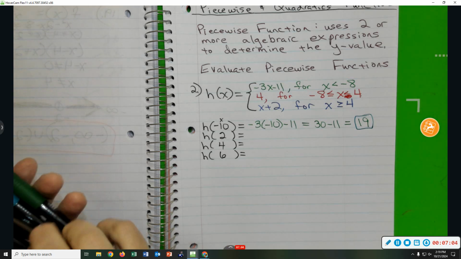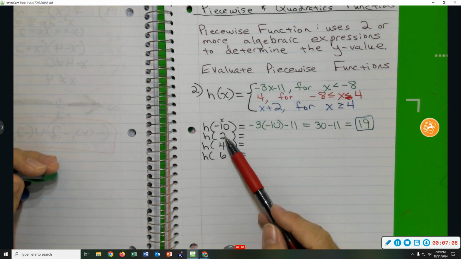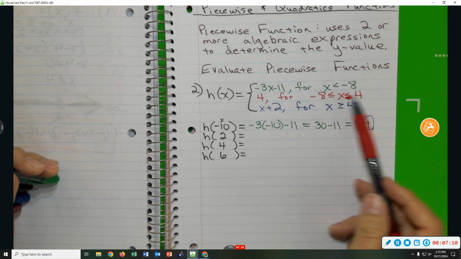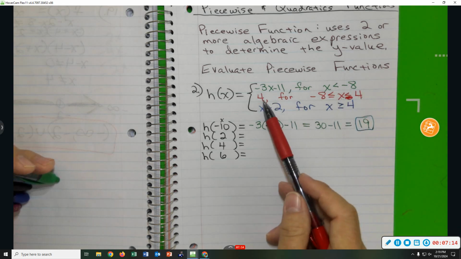The green one. No, the red one. I mean the red one. The red one. 2 is between negative 8 and positive 4. 2 is between there. We go to the red piece.